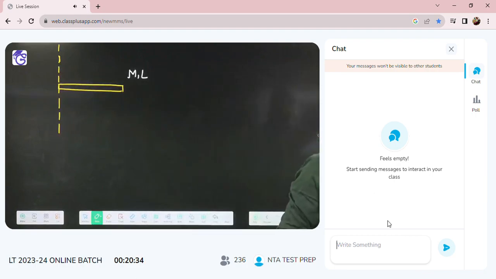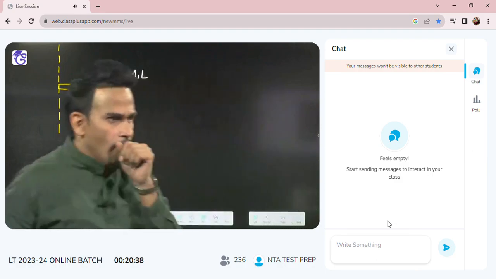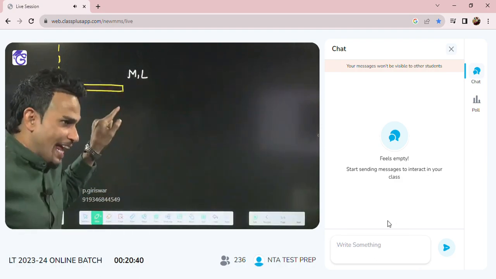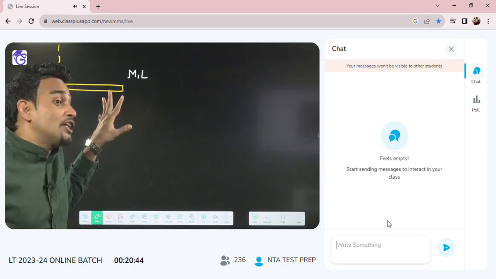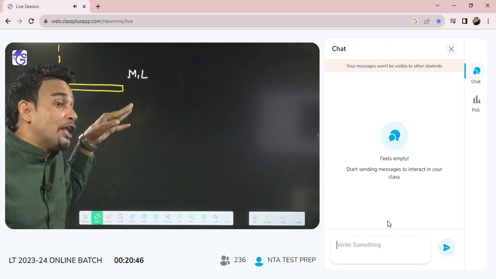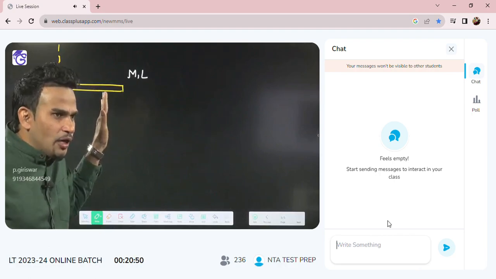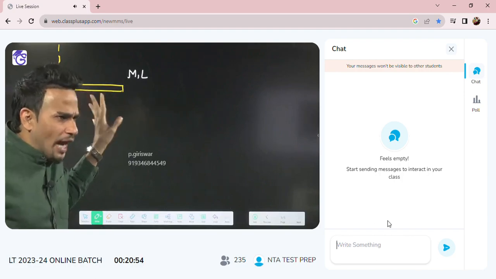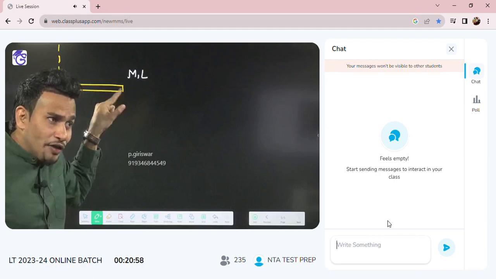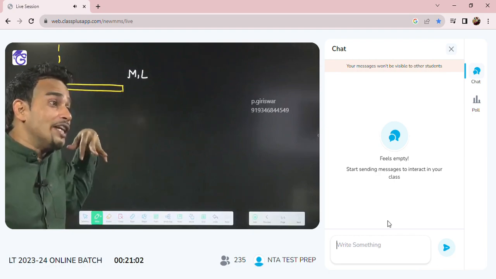Many people are giving answers. So first calculate torque. Alpha you cannot find directly. So first calculate torque with the help of R perpendicular into F. Once you get the torque, equate it to I alpha.